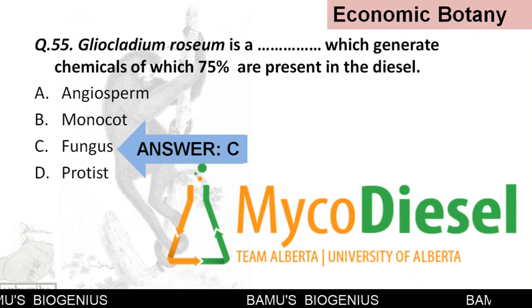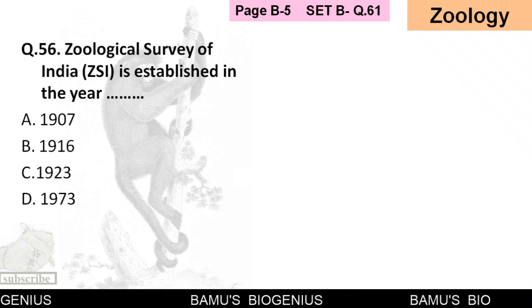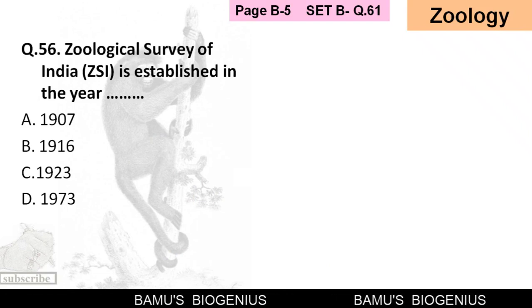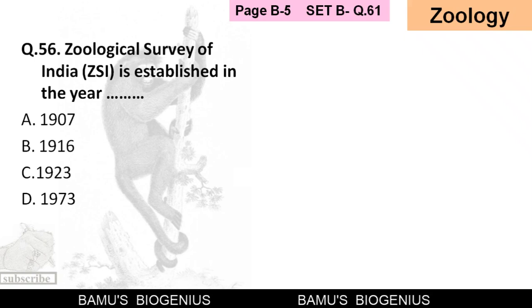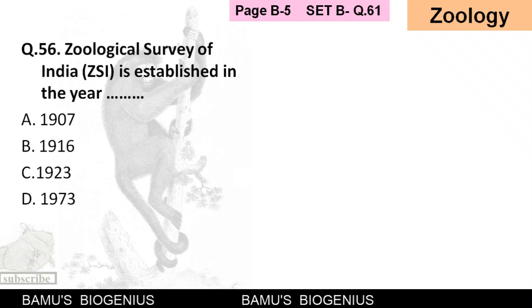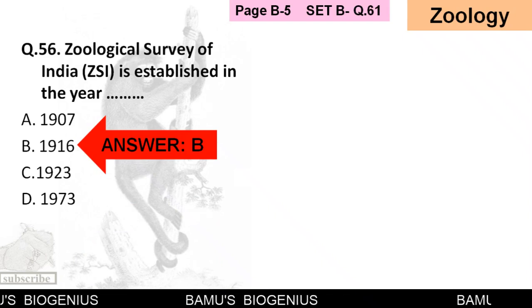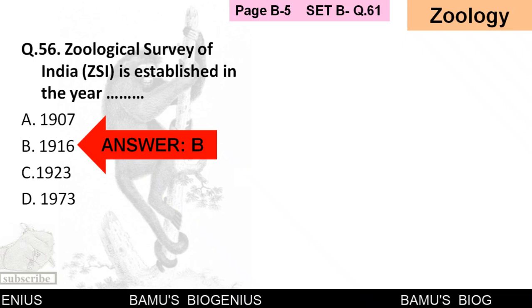Then question number 56 is Zoological Survey of India, ZSI, is established in the year 1907, 1916, 1923, 1973. The answer is 1916. Answer is B. So this question number 56 is in set A. If you have got set B, this is question number 61 on page B5.